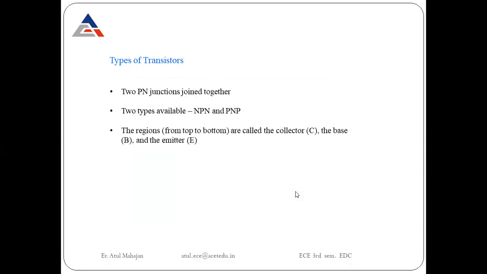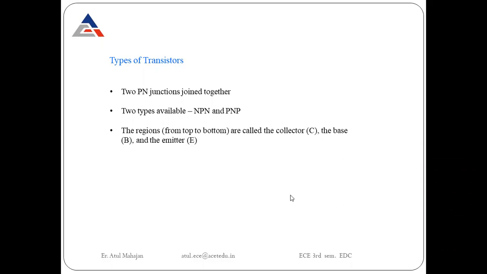and current always flows from the positive terminal towards the negative terminal. Types of transistor: there are two PN junctions. When we join the two PN junctions together, two types of transistors are made, that is, the PNP and the NPN.